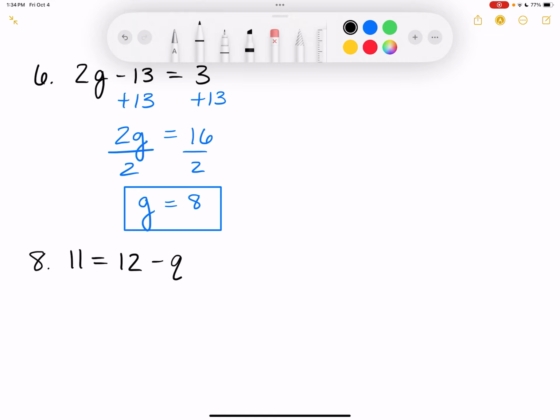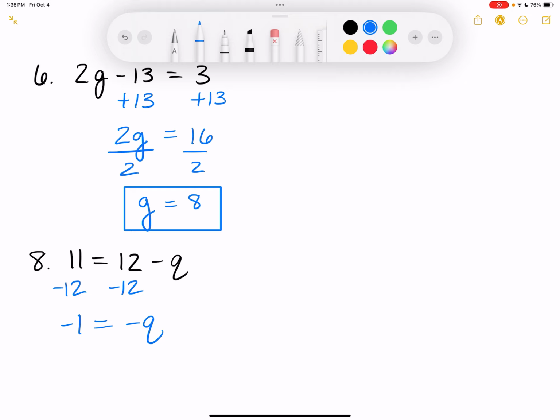11 equals 12 minus q. What do I have to do first with one like this? Minus 12. So minus 12 on both sides. 11 minus 12 is? Negative 1 equals negative q.